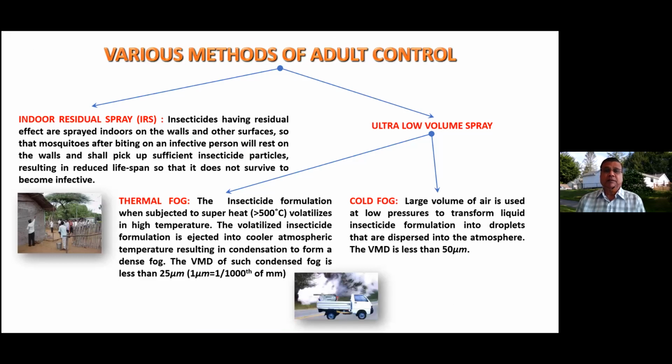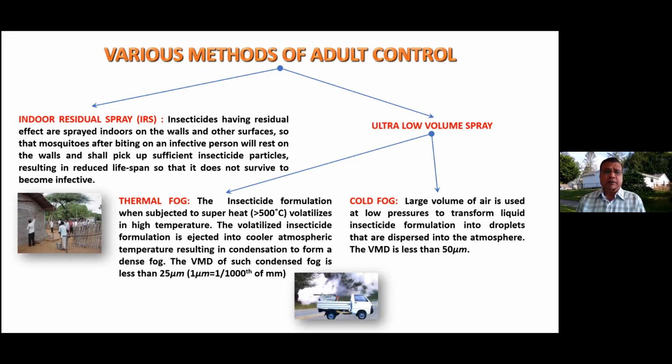These are the various methods of adult control. The main division is indoor residual spray and ultra low volume spray. In indoor residual spray, we use a residual effect. Insecticides having a residual effect are sprayed on indoor walls and other surfaces so that mosquitoes, after biting an infected person, will rest on the walls and pick up sufficient insecticide particles, resulting in reduced lifespan, so that it does not survive to become infective. That is the principle behind it.